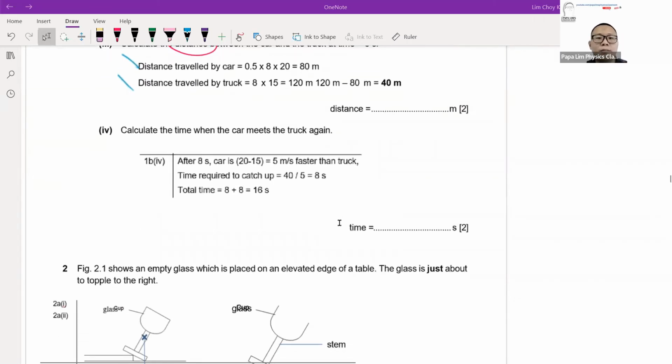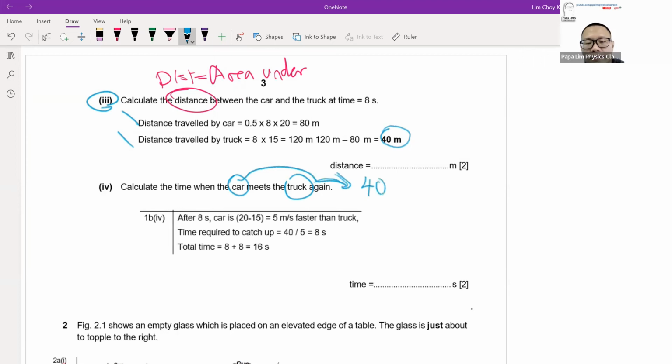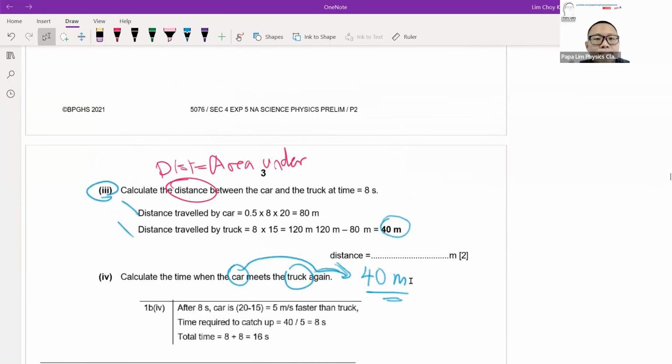Next, the time whereby the car meets the truck again. Basically, I'm looking at catch up. The time whereby the car catches up with the truck again. In this case, based on the part 3 answer, the car is lagging behind the truck by 40 meters. So for the car to meet the truck again, the car must overcome 40 meters after 8 seconds. So now let's look at where the 40 meters is.